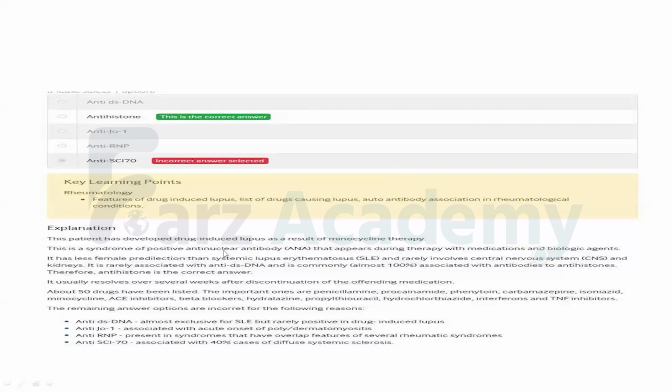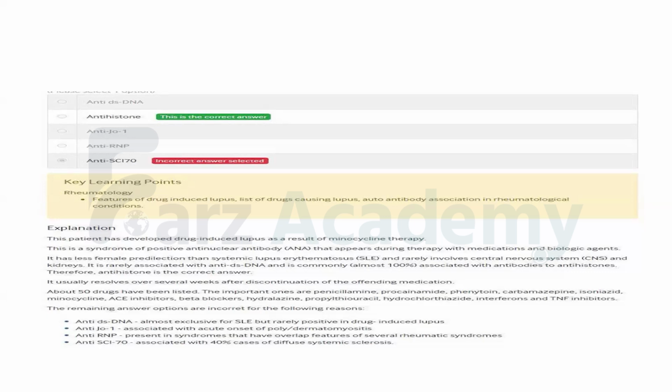So this is a syndrome of positive anti-nuclear antibody that appears during therapy with medication and biological agents. It has less female predilection than SLE and rarely involves central nervous system and kidneys. So SLE involves CNS and kidneys, but drug-induced lupus does not. It is rarely associated with anti-dsDNA and is almost 100% associated with antibodies to histone. So anti-histone positive, then it is drug-induced lupus.